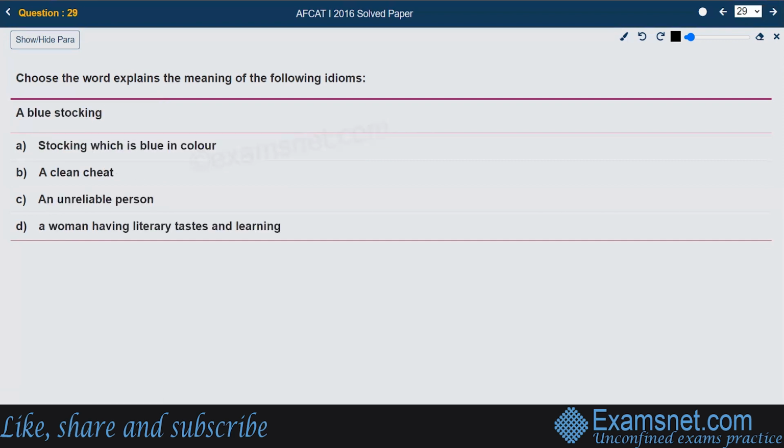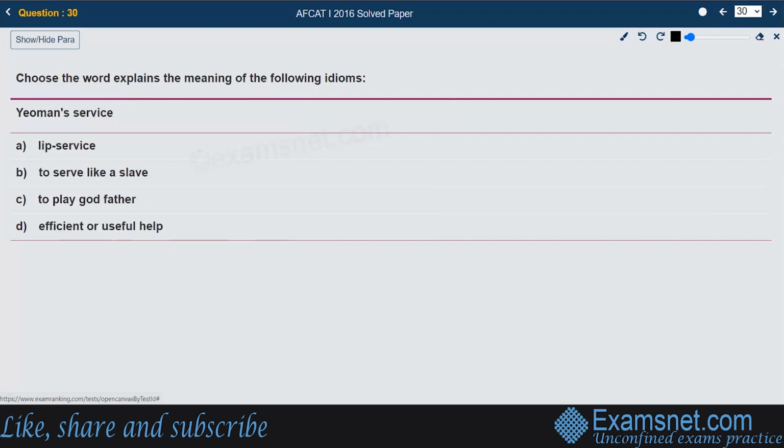Next, choose the word that explains the meaning of the following idioms. A, blue stocking. The phrase blue stocking means a woman having literary taste and learning, or a very intellectual woman. That is what a blue stocking means. So that is the right answer.